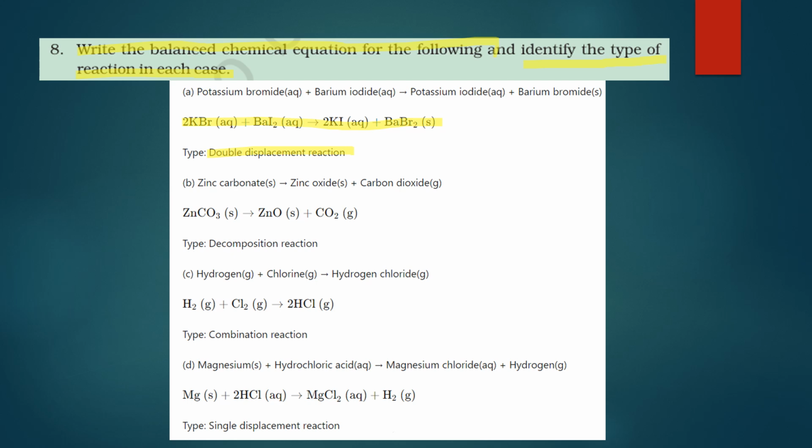In this reaction, a single reactant is splitting into two products. So this is a decomposition reaction. In the third one, you have two reactants which are giving a single product. So it's a combination reaction. And in this one, magnesium is displacing hydrogen to give MgCl2. So this is a displacement reaction or a single displacement reaction.